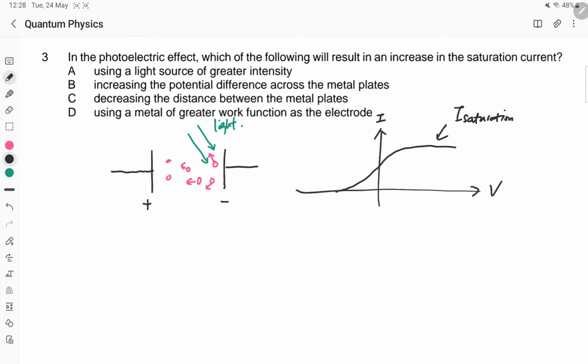That means more electrons emitted per unit time, and that will mean that you need to shine more photons per unit time. More photons per unit time need to land on the metal plate, and that will mean that you need to use light of a greater intensity, because intensity, or I, we'll use J so as not to confuse with the current. This is equal to what?